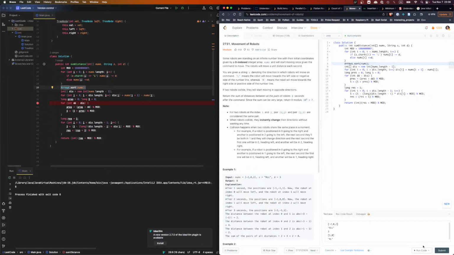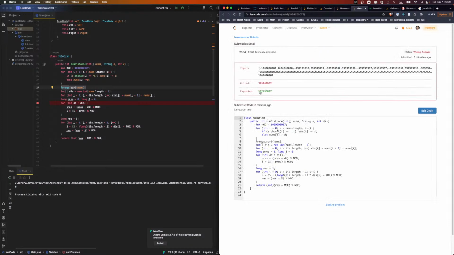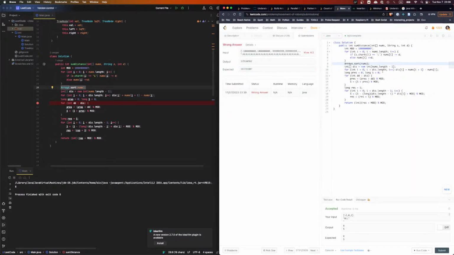Okay, let's try the other test case. All right. Ugh. It's hard to say what went wrong. You know what? I honestly have no clue. It could be, maybe I need to add mod every single time. That's the thing. You never know.